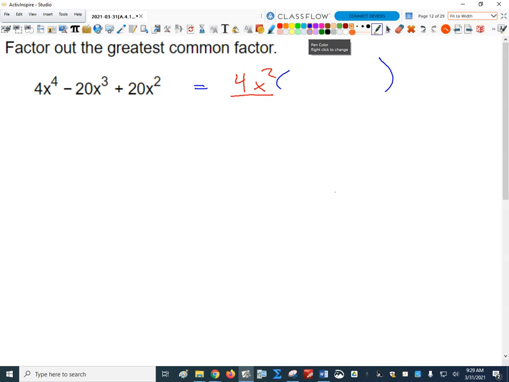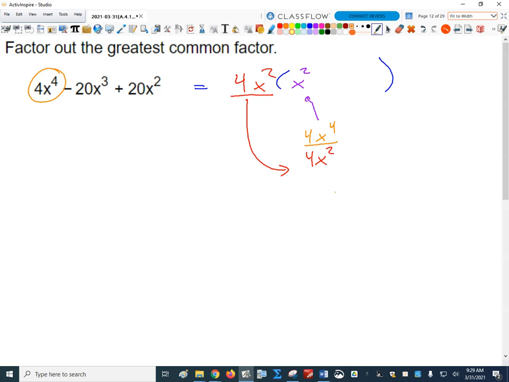This time, let's use, last time we reversed our thinking, and we said things like 4x squared times what is 4x to the fourth. This time, let's use the division method. So what we start with is 4x to the fourth divided by my GCF of 4x squared is what? What's 4x to the fourth over 4x squared? X squared. The 4's cancel. X to the fourth over x squared is x squared, isn't it?